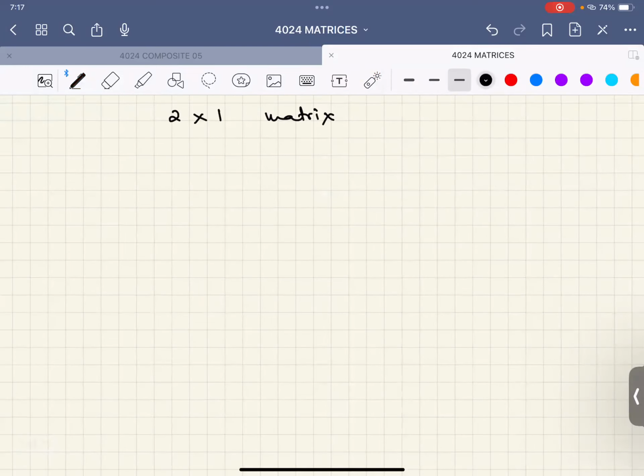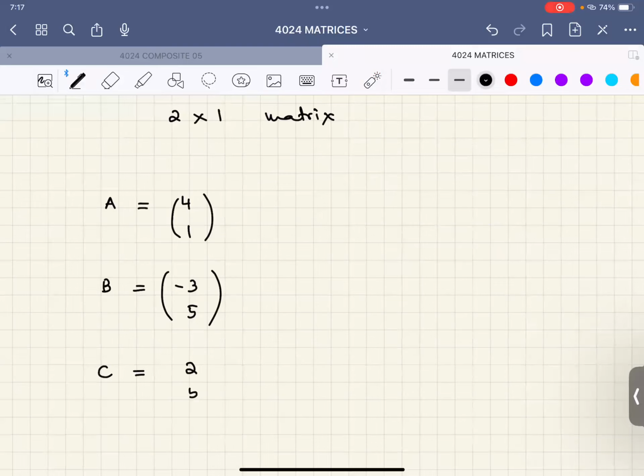Now, let me label some matrices. For example, let me write A as 4 and 1. Let me write B as -3 and 5. Let me write C as 2 and, let's write 5 over here. Instead of 5, let me write something else, 2 and 6.